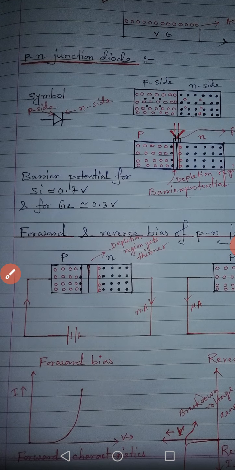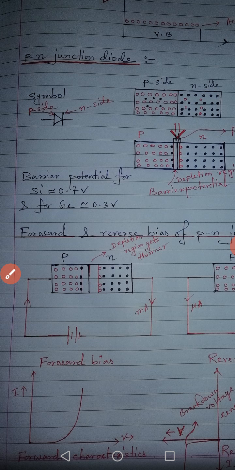Now this barrier potential for silicon semiconductor, if this semiconductor is made of silicon where some n-type and p-type, pentavalent and trivalent impurities are added, but the main material, if it is silicon, in that case the barrier potential is nearly 0.7 volt. That means the fictitious battery is providing how much potential? Around 0.7 volt. And if it is of germanium, it is providing around 0.3 volt potential.